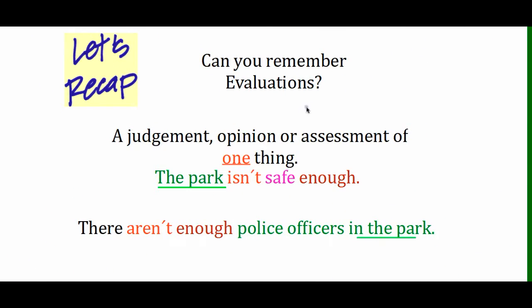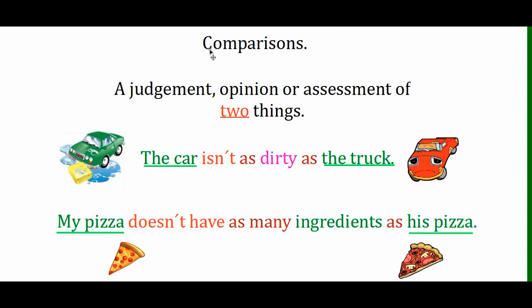So in the previous video we looked at evaluations, and now we're just going to have a little review of evaluations. You may remember that an evaluation was a judgment, an opinion, or assessment of only one thing. If we said the park isn't safe enough, this is an evaluation of one thing, the park. Or if we said there aren't enough police officers in the park, again, it's an evaluation of just one thing, the park. In this video though, we're looking at comparisons, and this is a judgment, opinion, or assessment of two things.